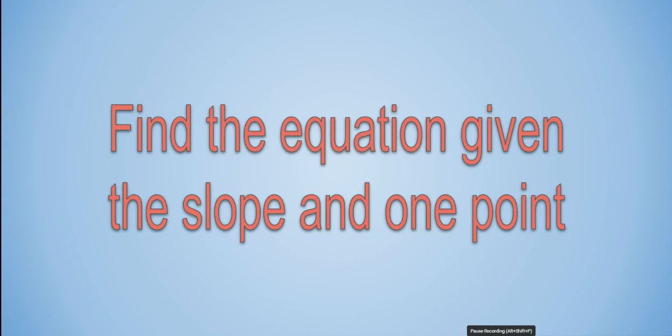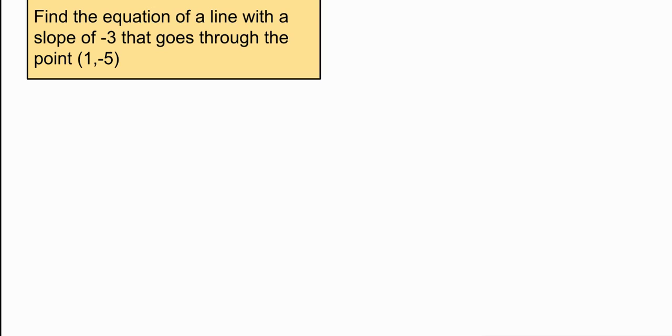In this video, we are going to find the equation for a line given the slope and one point or coordinate. Let's take a look. The question is asking us to find the equation of a line that has a slope of -3 that goes through the point (1, -5).